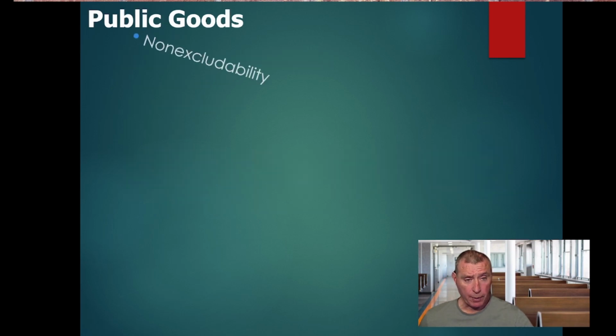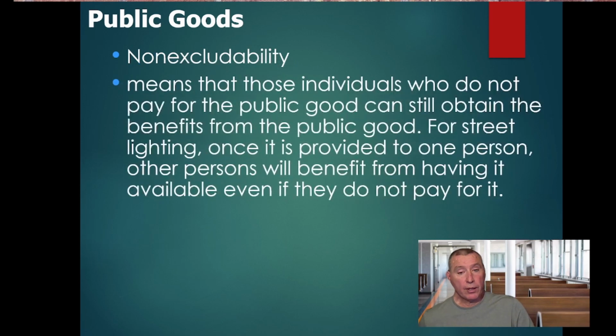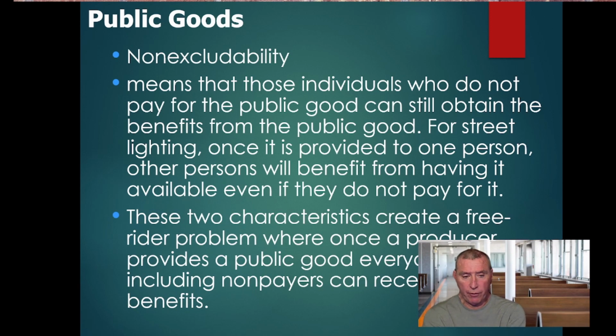Now, what about excludability in a public good? There's non-excludability, which means individuals who do not pay for the public good can still obtain the benefit from it. So even if I don't pay any of my tax, I can still go to Central Park. I can still use the benefit of the street light when coming home at night. These two characteristics create a free rider problem, where once a producer provides a public good, everyone, including non-payers, can receive the benefit, which is the reason why, if you have these characteristics, the good has got to be made by the government and not private firms. This is similar to what I spoke to you guys about with the shield that covers the country. You can't just open it up and say that the people who don't pay for it can't get the benefit from it.